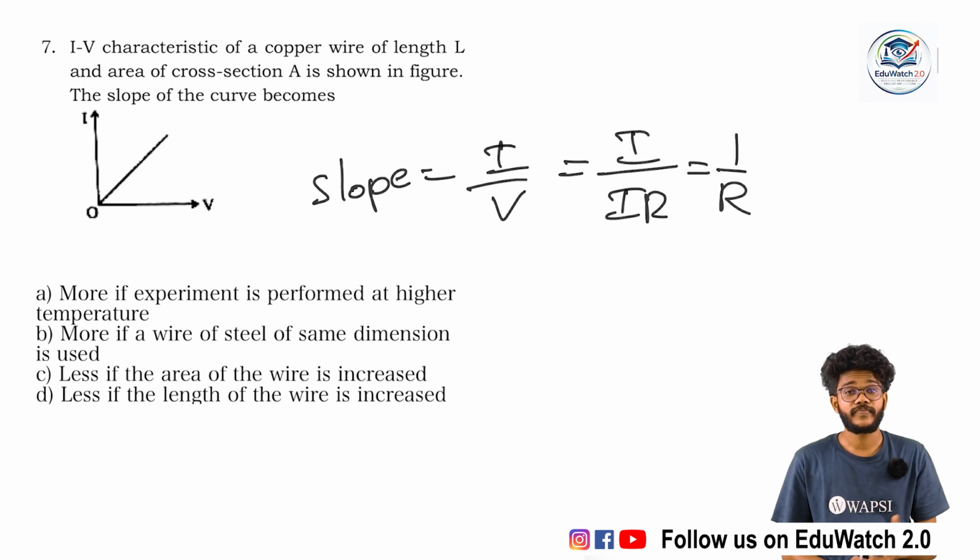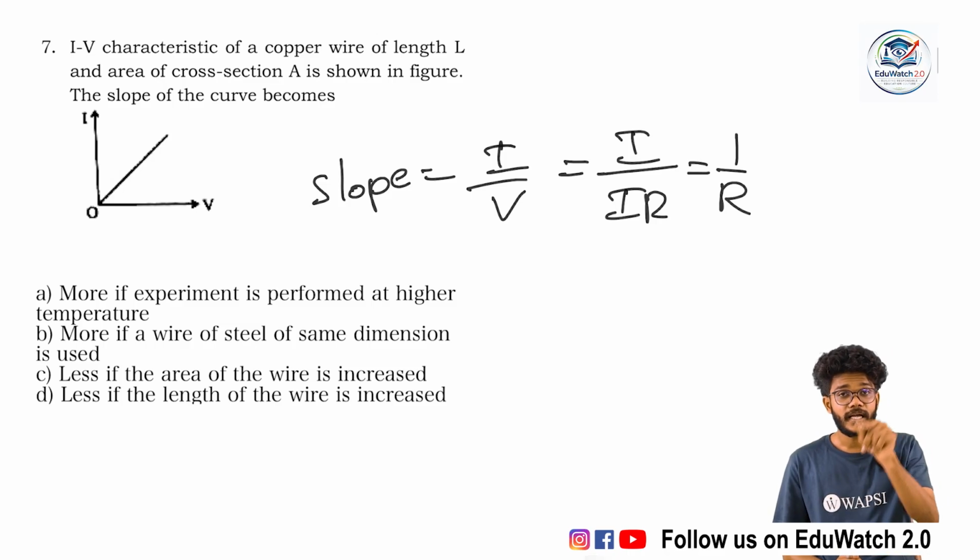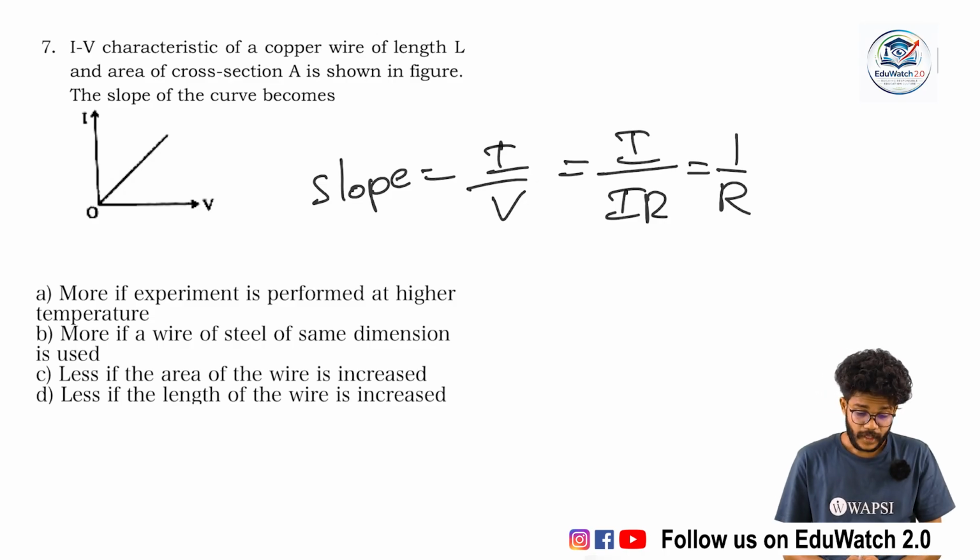When the area of the wire is increased, the resistance decreases, because R is equal to rho L by A. When area increases, resistance decreases. When resistance decreases, the slope will increase. That means when area increases, the slope will increase. So option C, less if the area is increased, is also incorrect.